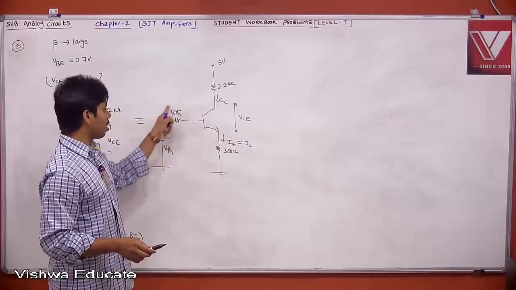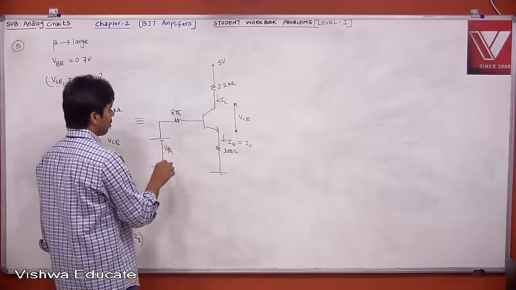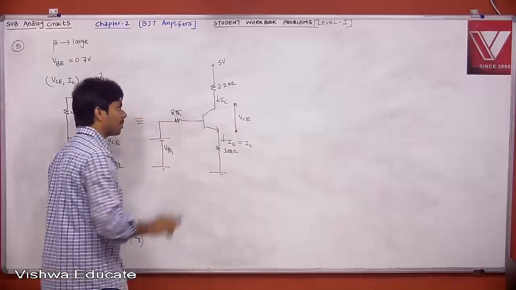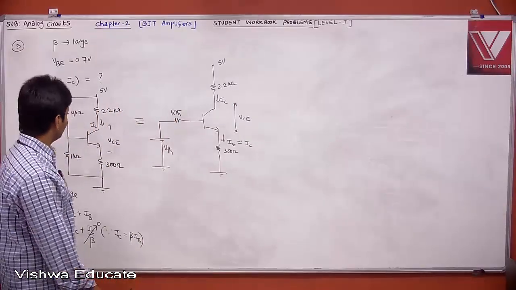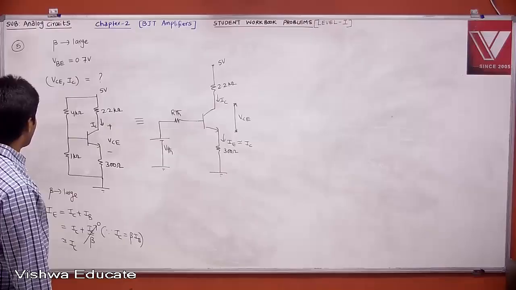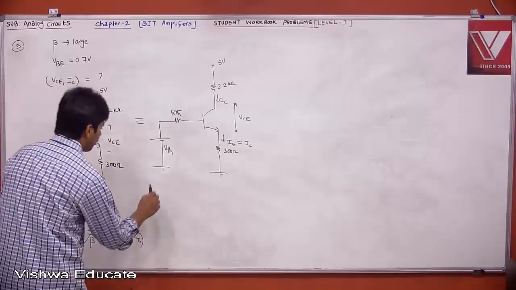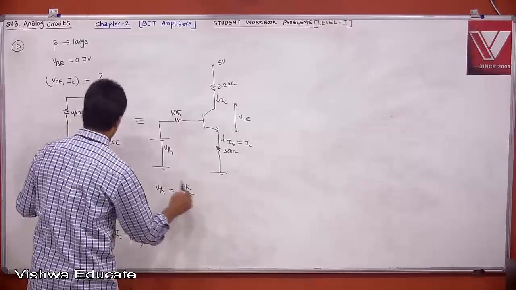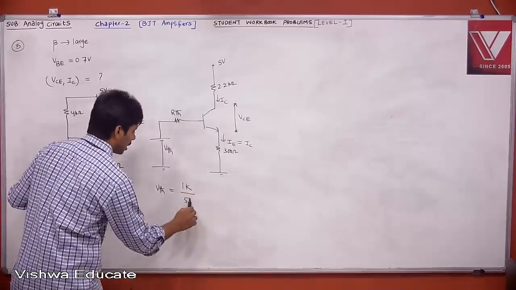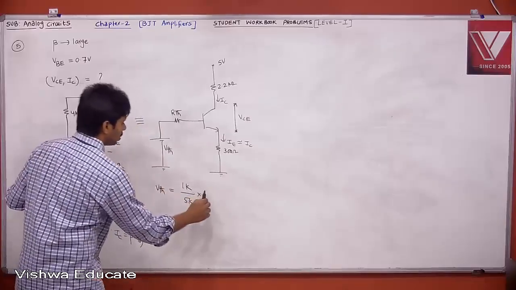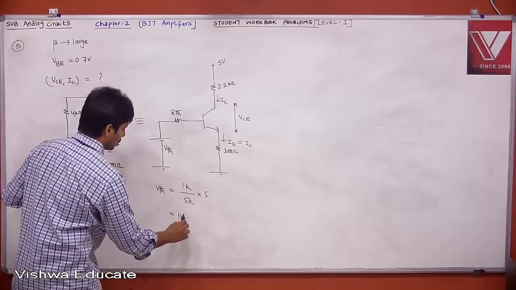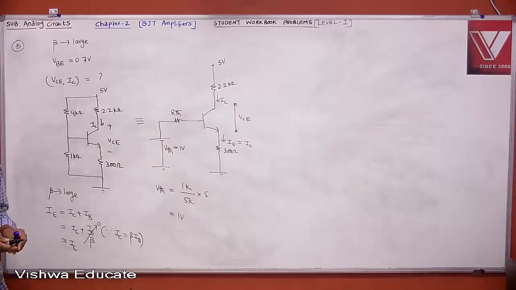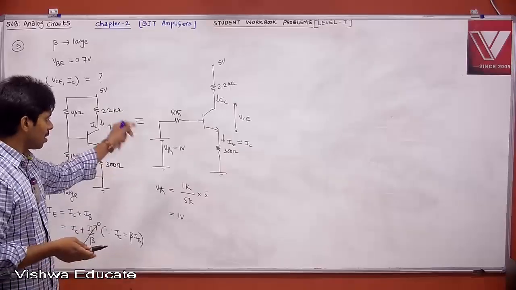Therefore I'm neglecting the drop across R Thevenin. No need to calculate, because whatever IB is, it is nothing but IB into R Thevenin plus IC into 300. Therefore you can neglect the drop across R Thevenin. Now what is V Thevenin? V Thevenin is equal to 1k divided by 4k plus 1k, which is 5k, into 5 volt. Then it is nothing but 1 volt. R Thevenin is 4k in parallel to 1k, 4 into 1 divided by 5, 4 by 5, but it is not required.